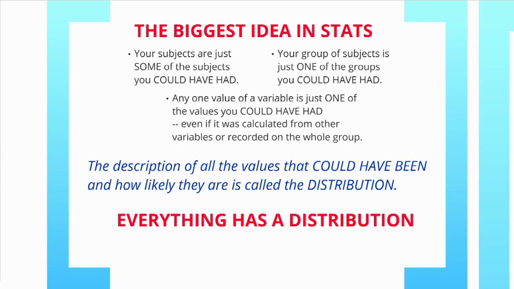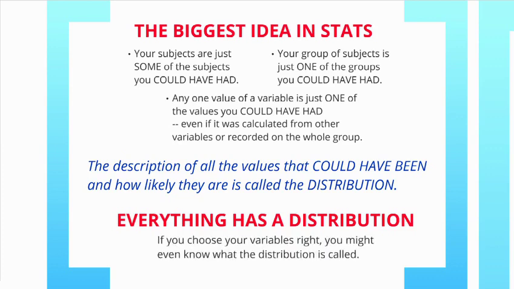Doesn't matter. If you choose your variables right and the way that you measure things, you might even know what the distribution is called. It might be such a commonly occurring distribution that it has a name, which means it'll be easy to do some calculations based on it. That's the big idea in statistics. If you can think, what are the values it could have been, and think about how the probabilities are distributed, then you have a chance of answering some of the questions that you want to answer. All right.